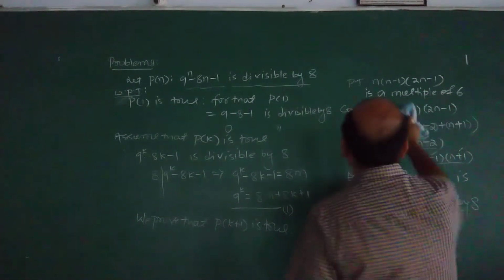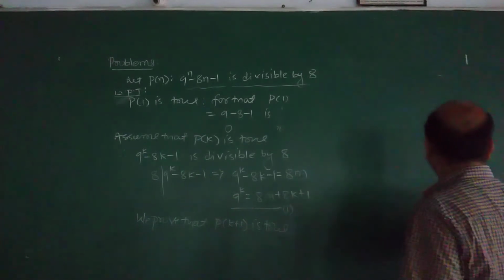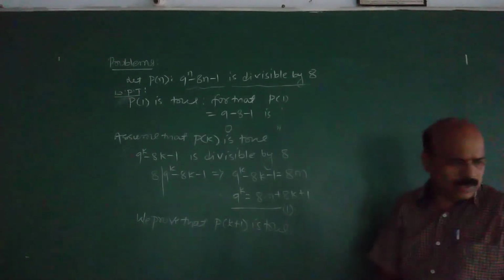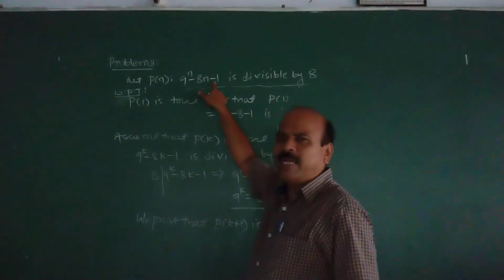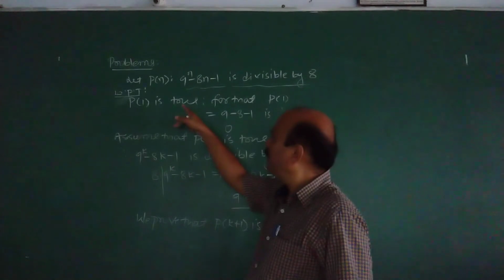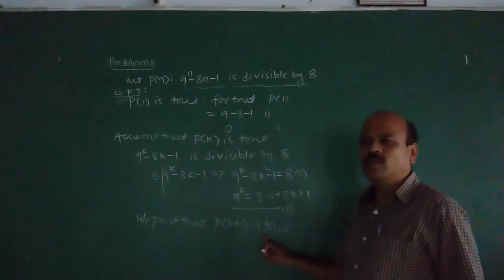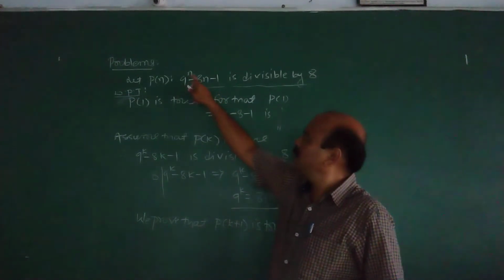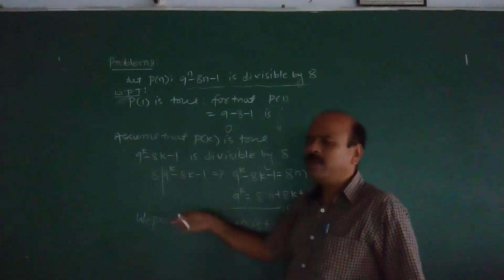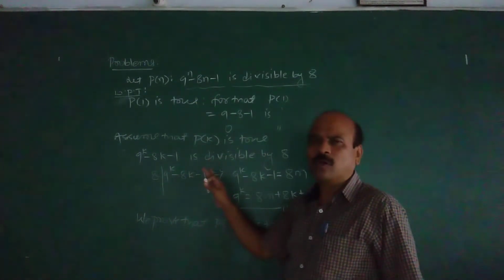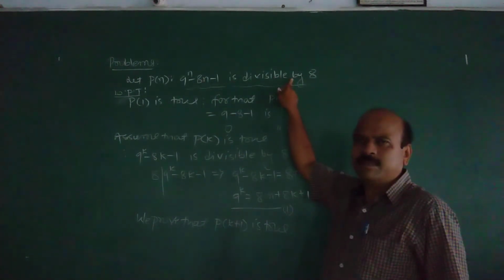For that, what do you mean by P of k plus 1 is true? P of k plus 1 is true means you have to prove that 9 raised to k plus 1 minus 8 into k plus 1 minus 1 is divisible by 8. I repeat, P of k plus 1 is true means we have to prove that 9 raised to k plus 1 minus 8 into k plus 1 minus 1 is divisible by 8. Then by induction it is true for every positive integer.